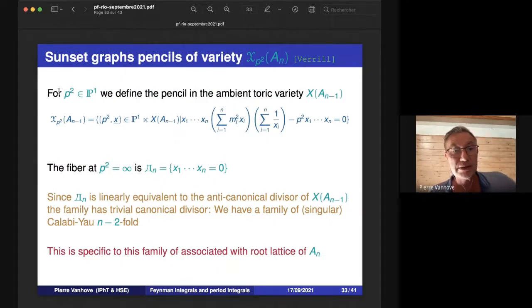So that means you can define, for example, the pencil of the ambient toric variety, which is defined this way. So this is my f equals 0. It's in the singular locus of my integral. And the fiber when p square equals infinity is the normal crossing divisor. Okay. And this guy, because it's equivalent to the anticanonical divisor of this toric variety, we have a family of singular Calabi-Yau (n minus 2)-folds.